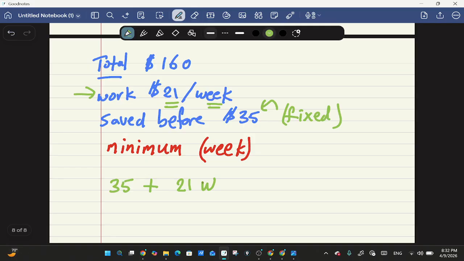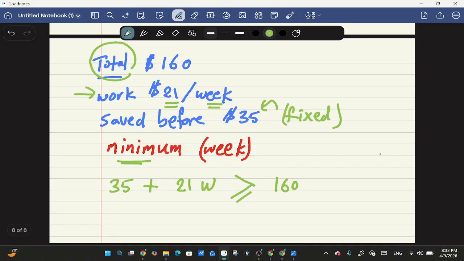Now the total, which is the last step, is 160. But the question is asking about the minimum. If he reaches 160, this is the minimum he needs. I'm sorry, this is the amount of money he needs. But in this case, what he actually needs is more than or equal to 160.